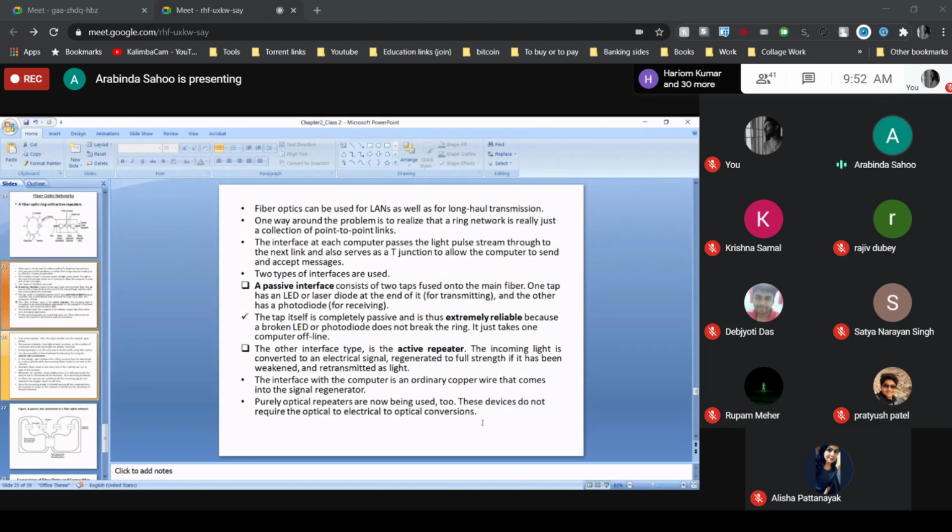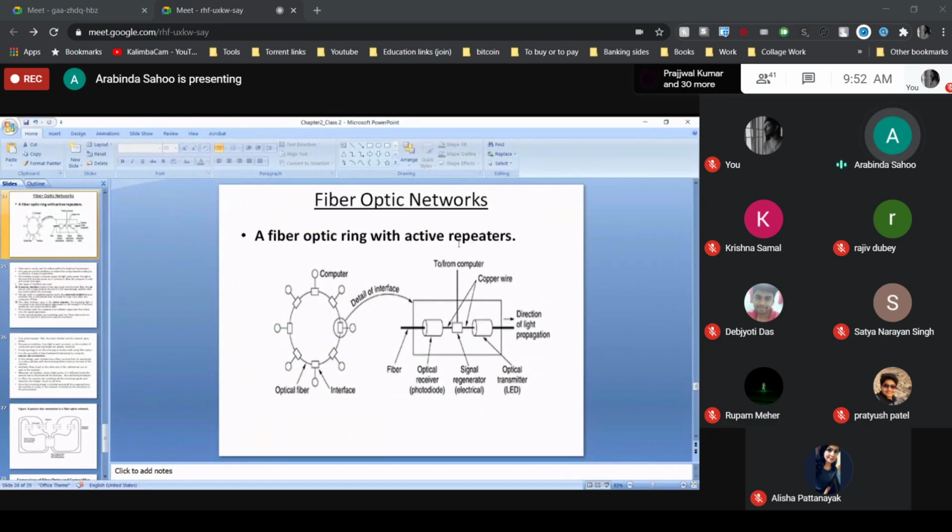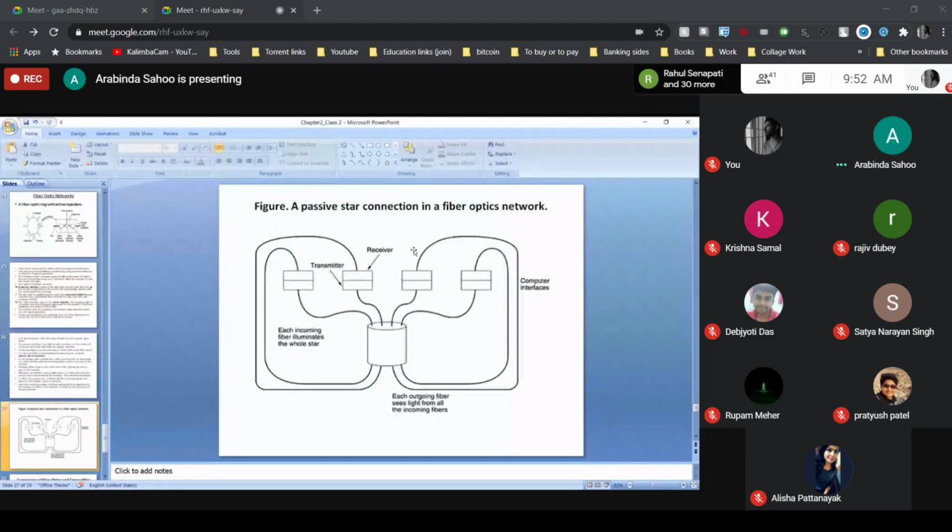Purely optical repeaters are used means it automatically performs this function depending upon the strength. It will enhance the strength of these light signals. So simply remember, this is one example of your active repeaters. Next we'll discuss your passive repeaters.